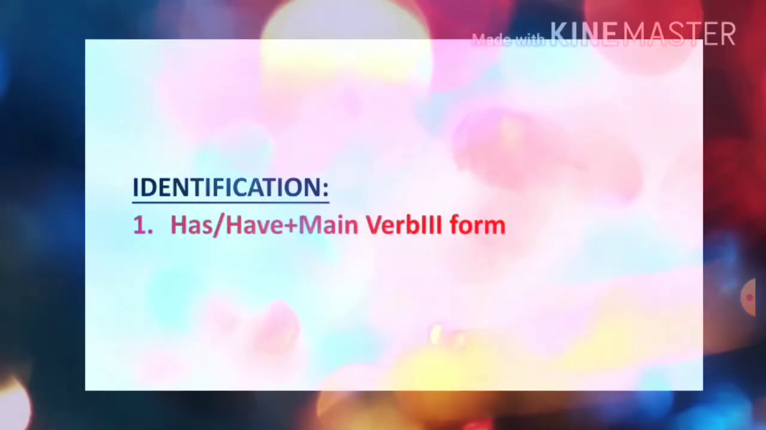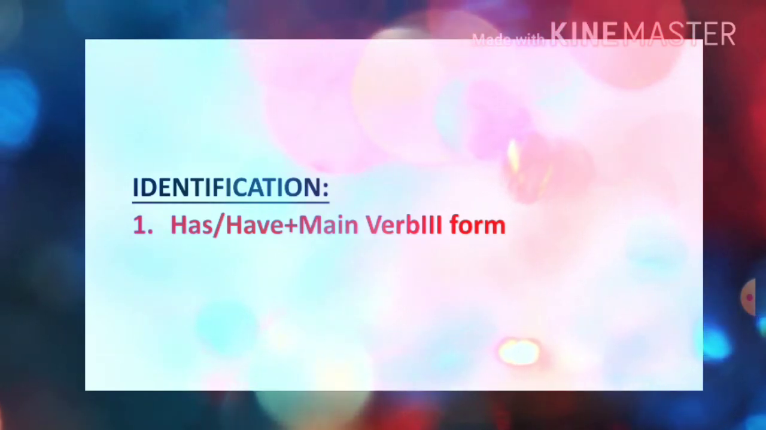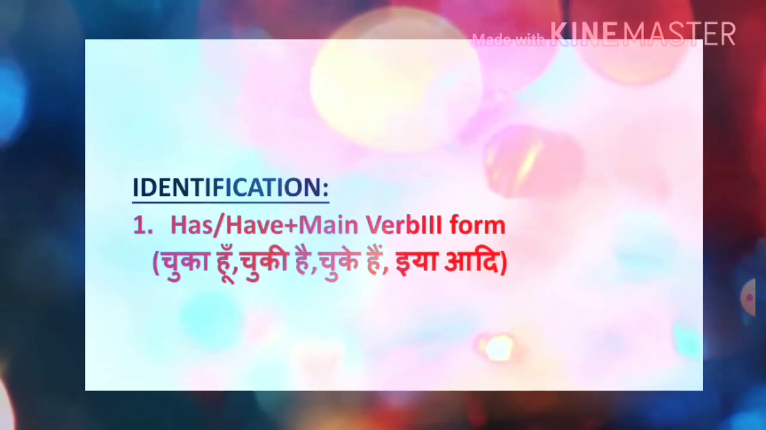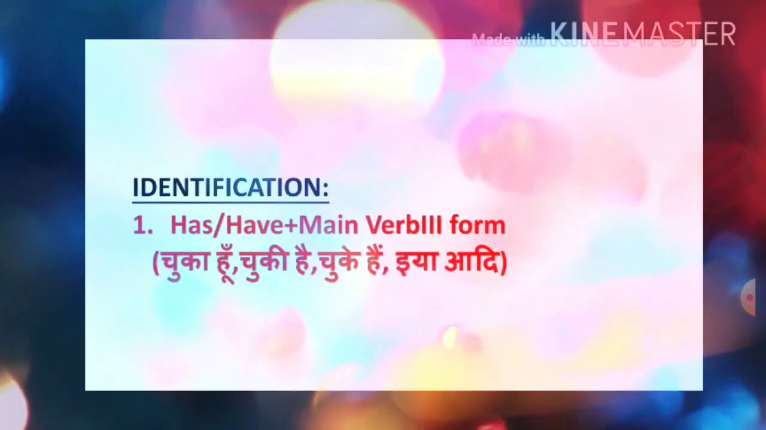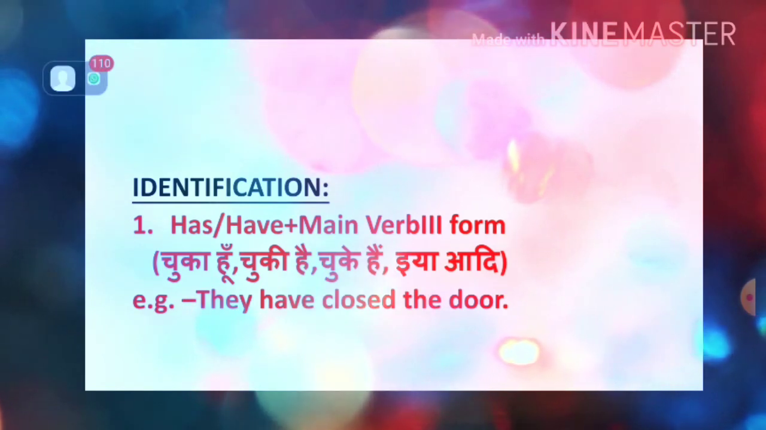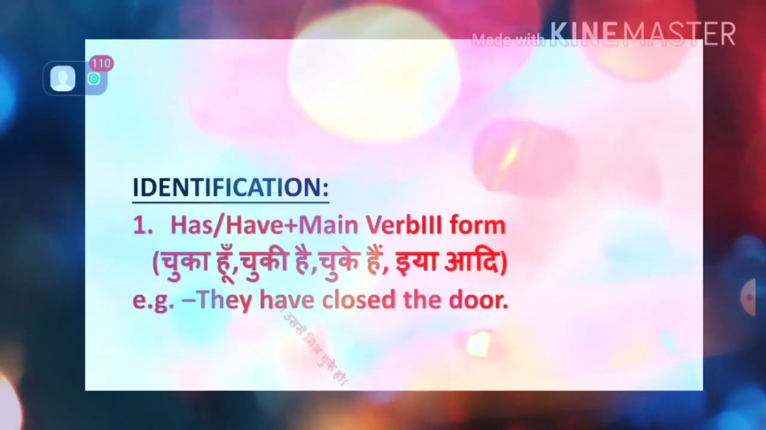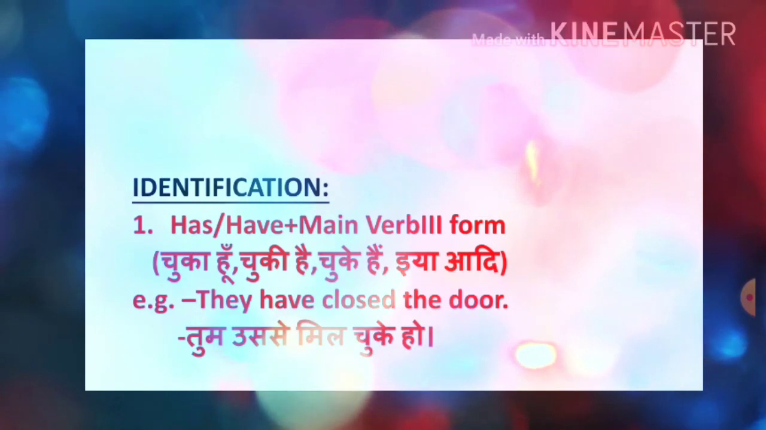If we talk about the identification of this tense, the helping verb has or have is used with the third form of the main verb, and the sentence terminates with चुका है, चुकी हूँ, चुके हैं या आदि. For example, they have closed the door. So here have plus the main verb close is used in third form, and in the sentence तुम मुझसे मिल चुके हो, चुके हो is the terminated word of this sentence.